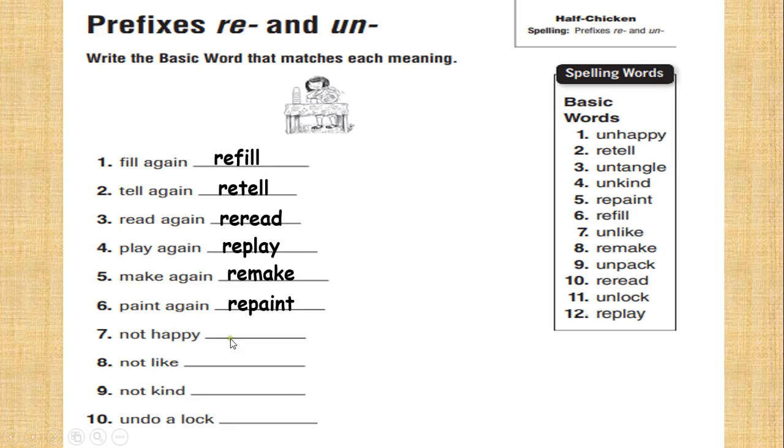Not happy. We must use the prefix un. Unhappy. 8. Not like. Unlike. 9. Not kind. We're using the prefix un. Unkind. Undo a lock. It means to unlock. Unlock.